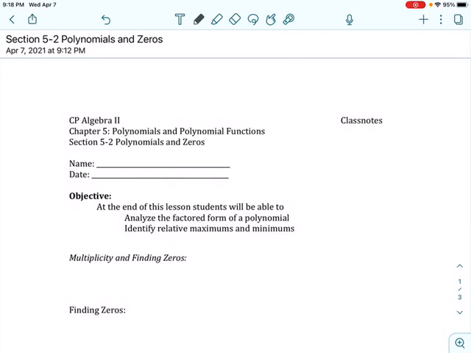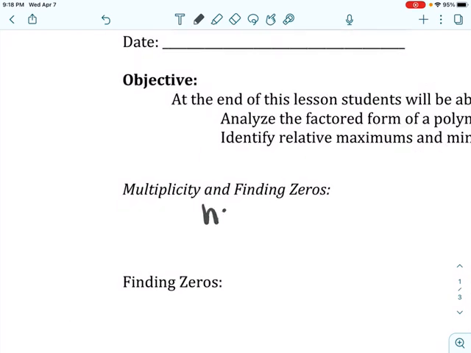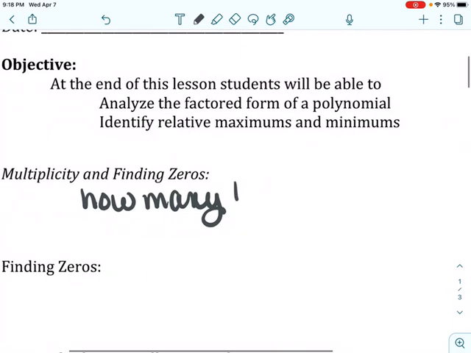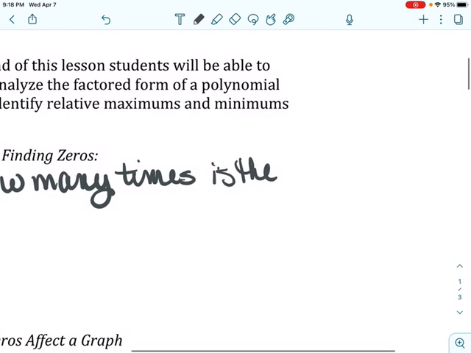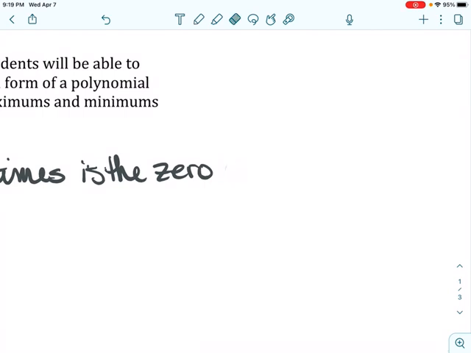So the first thing we're going to talk about is finding zeros and multiplicity. Okay, so what we mean by multiplicity is how many times is that zero a root? Let's use the word occur. Let's rephrase that. How many times does the zero occur?